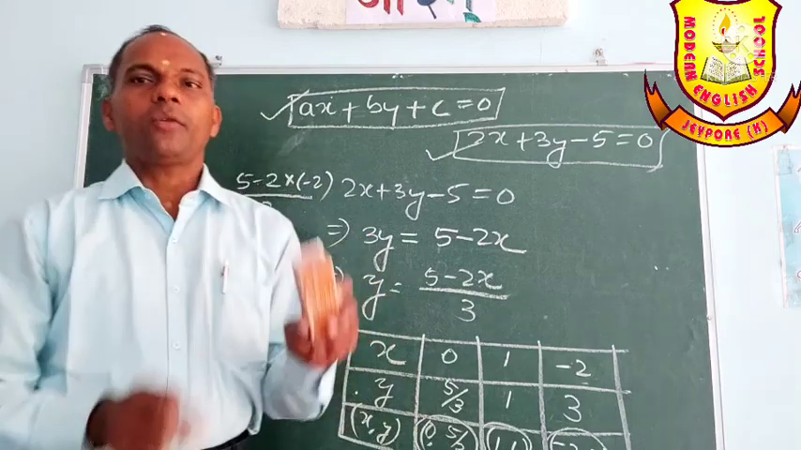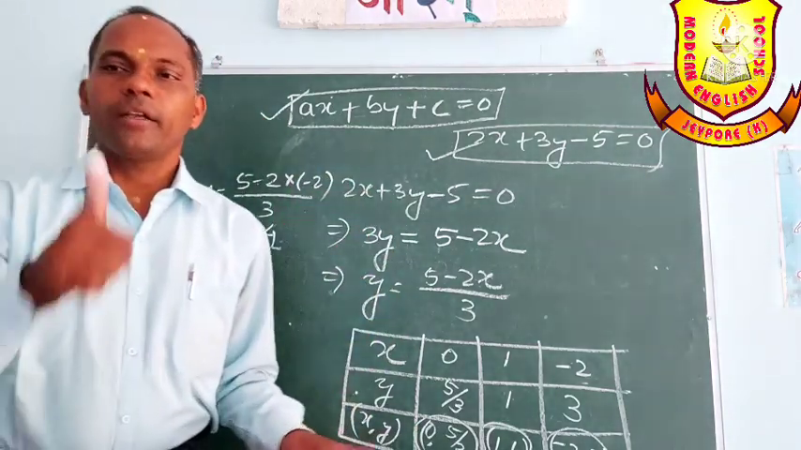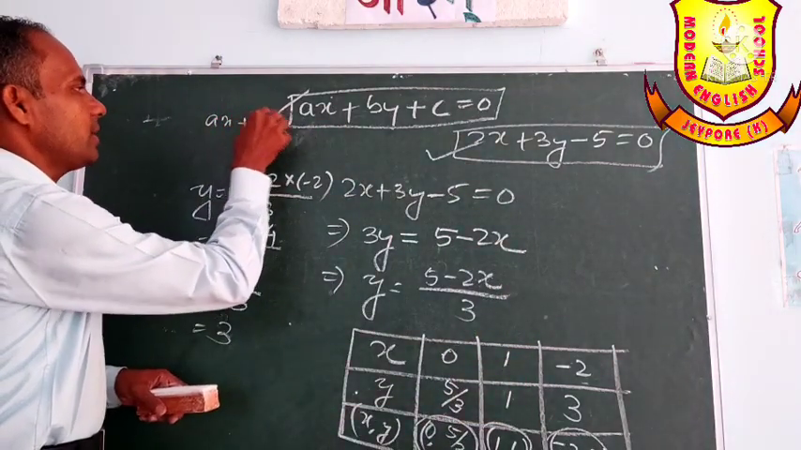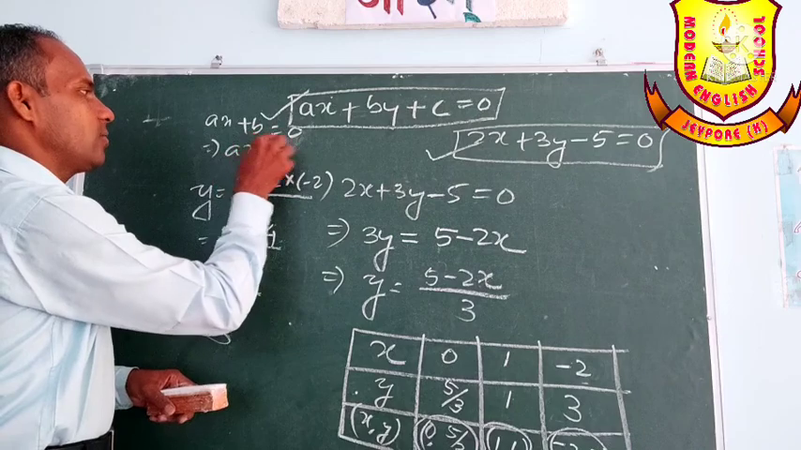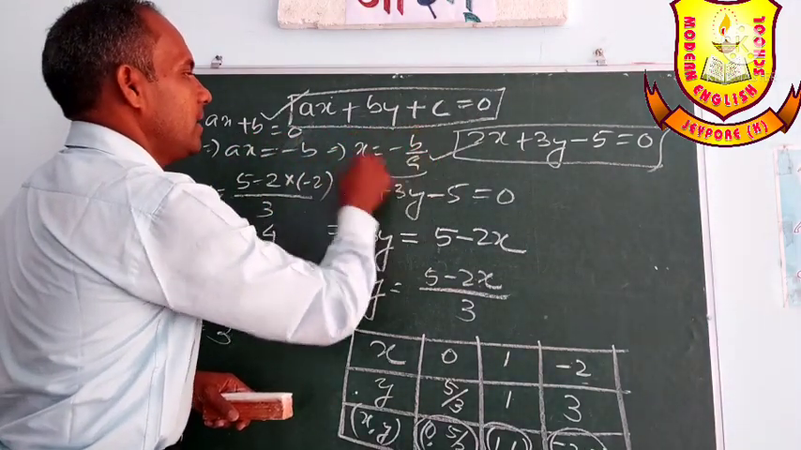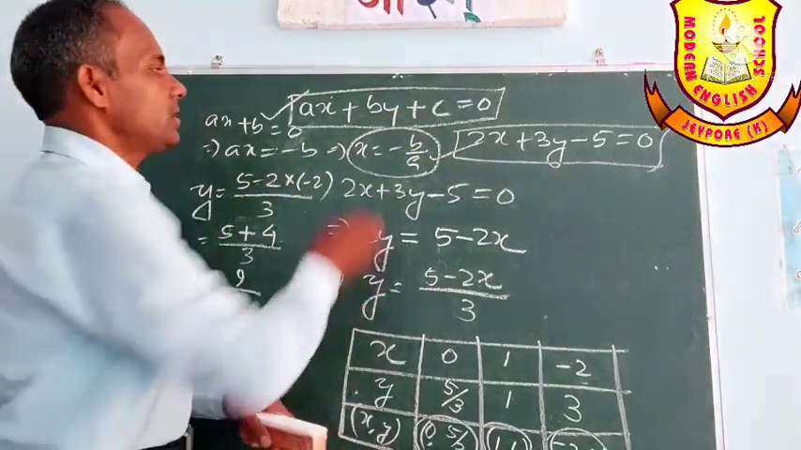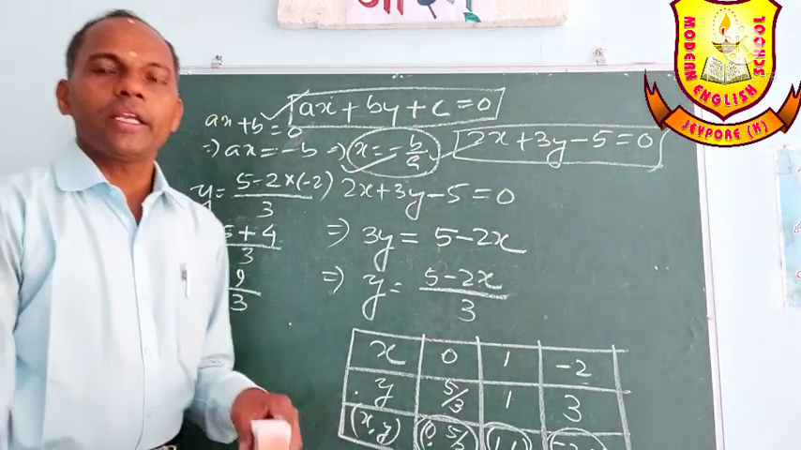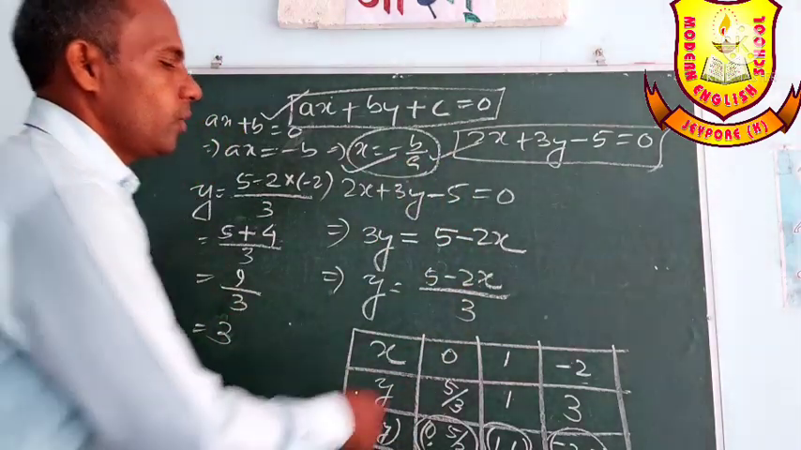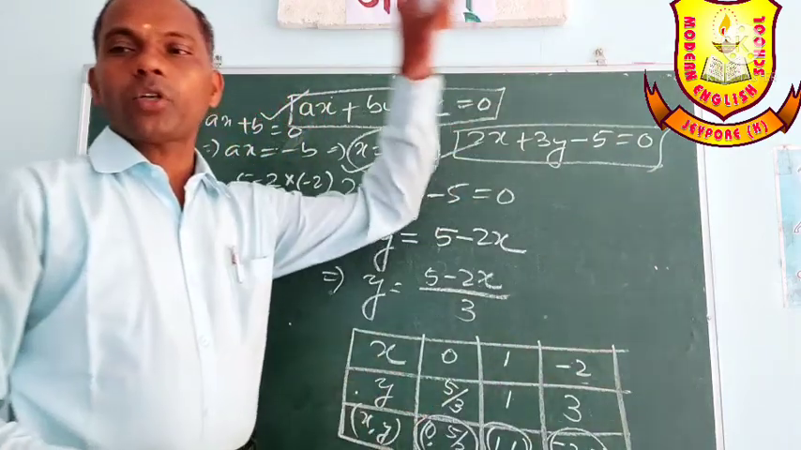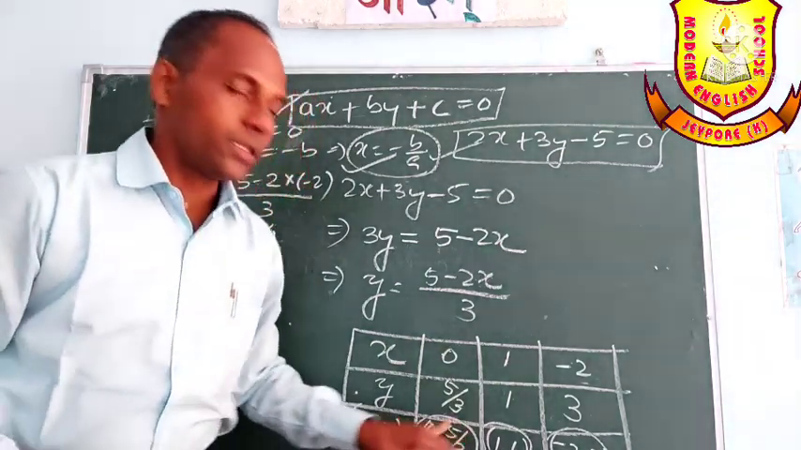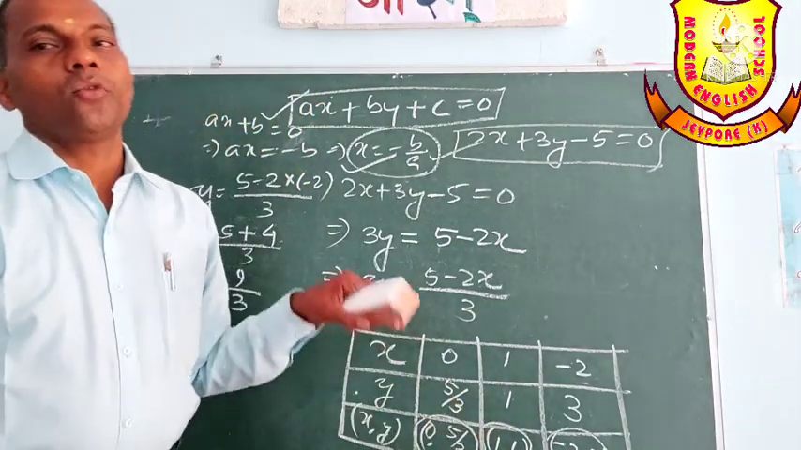So for a linear equation in one variable, we get one solution. Linear equation in one variable, ax plus b equal to 0, implies that ax equal to minus b, implies that x equal to minus b by a. This was the solution. This is the only one solution in a linear equation in one variable. But in a linear equation in two variables, we get a number of solutions. For any value of x, we will get the value of y. So x, y is the solution of the linear equation in two variables.